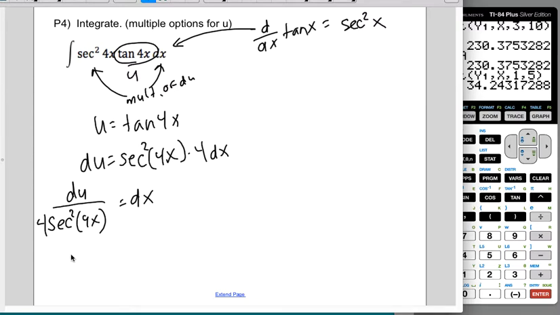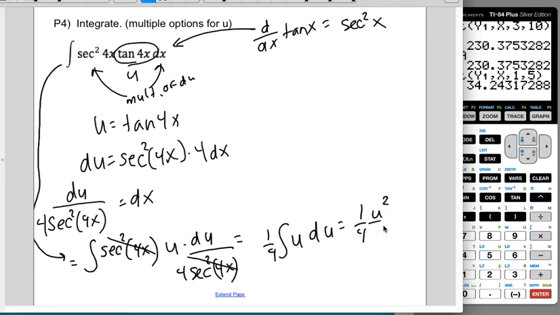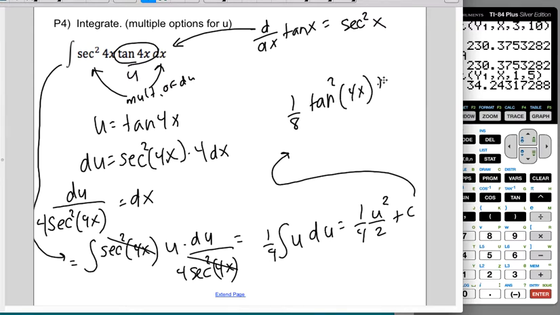If I did it that way, I'd get that this integral, so let's just draw an arrow down here, this integral was equal to secant squared of 4x times my u, right, times du over a 4 secant squared of 4x, right? The secant squareds would cancel, and I'd end up getting that this is a 1/4 the integral of u du. Now that's just a u to the first, so that's a 1/4 u squared over 2 plus c. I'm going to get that this answer would come out to a 1/8 tangent squared of 4x plus c, and that's great.